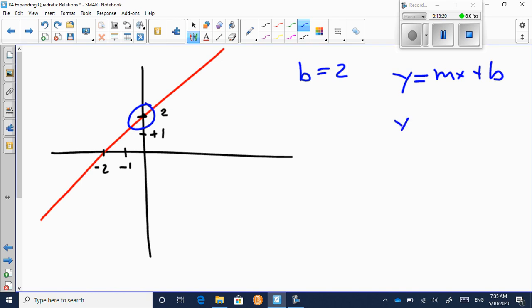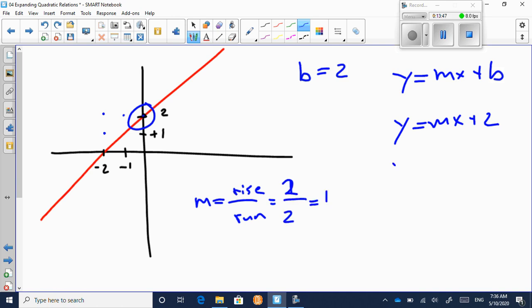So you would have said, hey, I've got off to a good start. It's mx plus 2, and then you would have said, well, I also know the slope, because you look at this, you rise 2 and run 2. So the slope is rise over run, and you would have said, okay, well, I rose 2 and I ran 2. Oh, so my slope is 1. And so you would have come back and said to me, it's 1x plus 2, or just y is equal to x plus 2. That's what we did in grade 9.